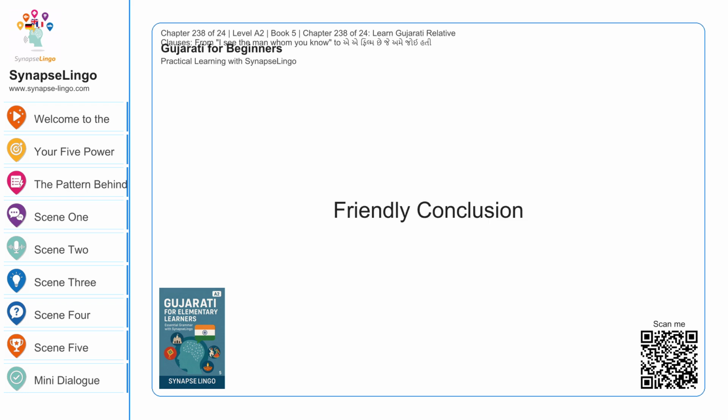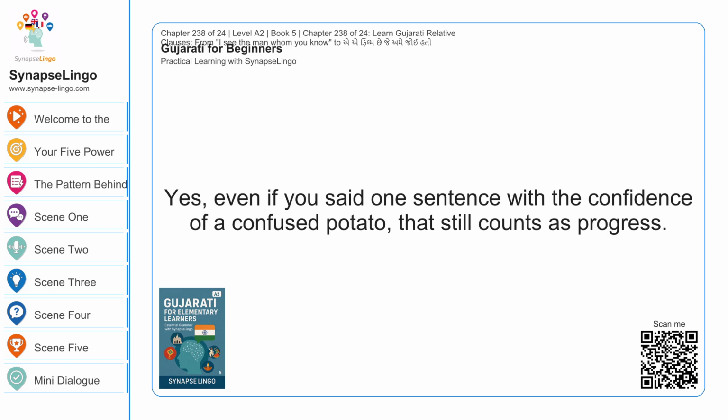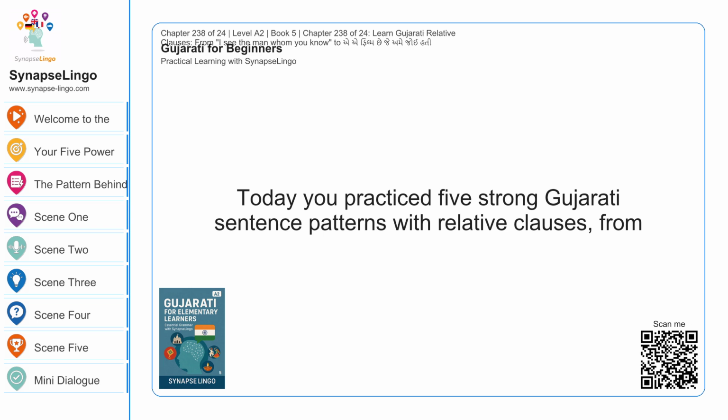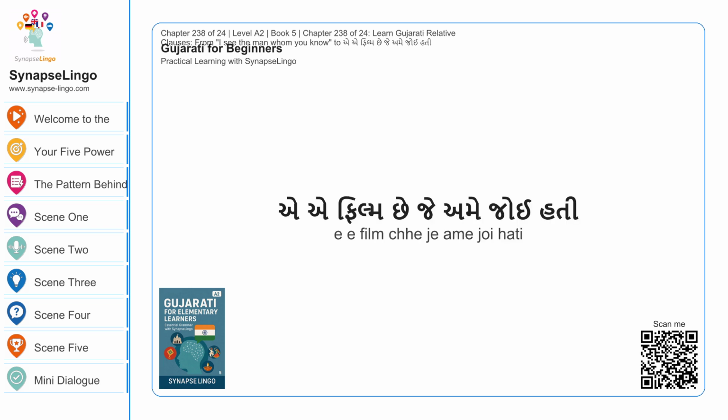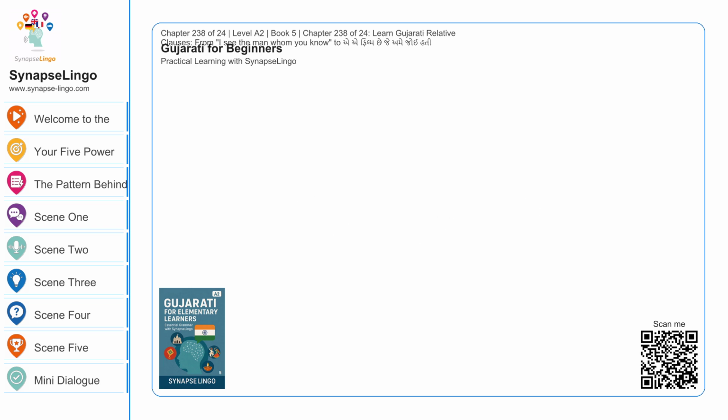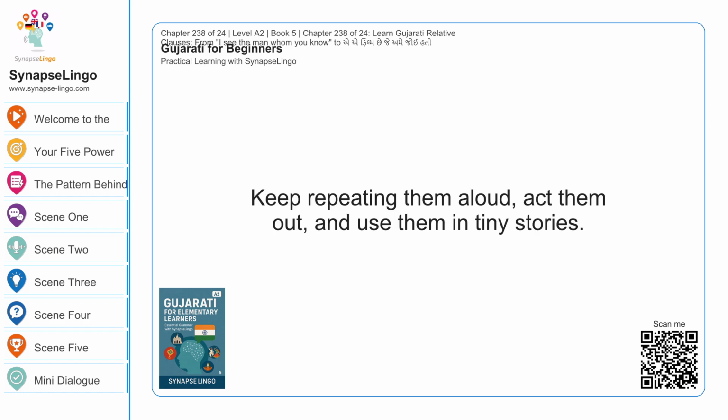Friendly conclusion. You did great today. Yes, even if you said one sentence with the confidence of a confused potato, that still counts as progress. Today you practiced 5 strong Gujarati sentence patterns with relative clauses, from હું તે માણસને જોઉં છું જેને તમે ઓળખો છો. to એ ફિલ્મ છે જે અમે જોઈ હતી. Keep repeating them aloud, act them out, and use them in tiny stories.